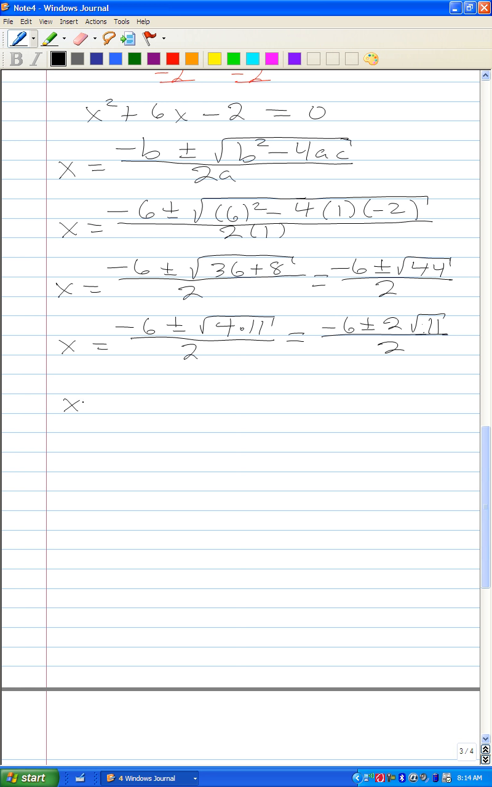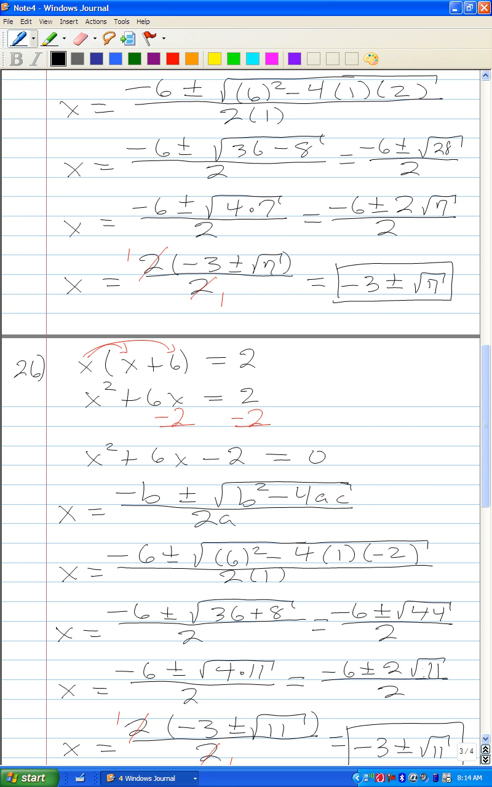And so x is equal to, I can factor out a 2 that's in common in the numerator, negative 3 plus or minus rad 11 over 2. I can cancel the common factor here. And so I have here x is equal to negative 3 plus or minus rad 11. And that is your answer.